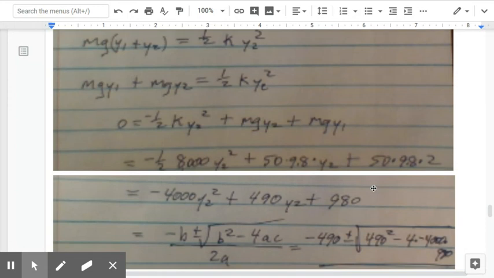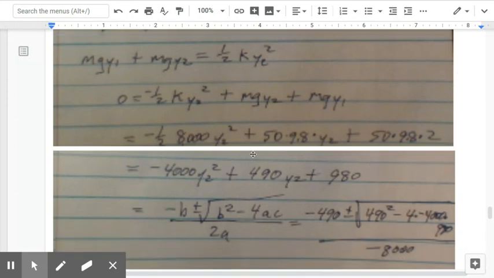Then I'm going to put the numbers in to figure out the numbers in front of the y2s. So 1/2 times 8,000 gives me a negative 4,000 y2 squared, plus 50 times 9.8 gives me 490 y2, plus 50 times 9.8 times 2, which gives us 980. So here's the quadratic equation, and we just plug our numbers in.